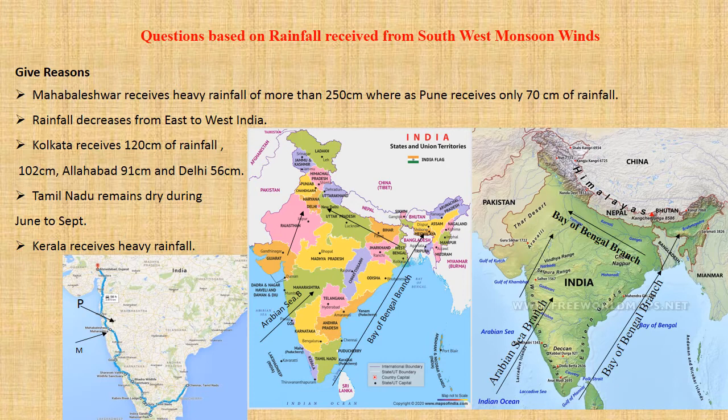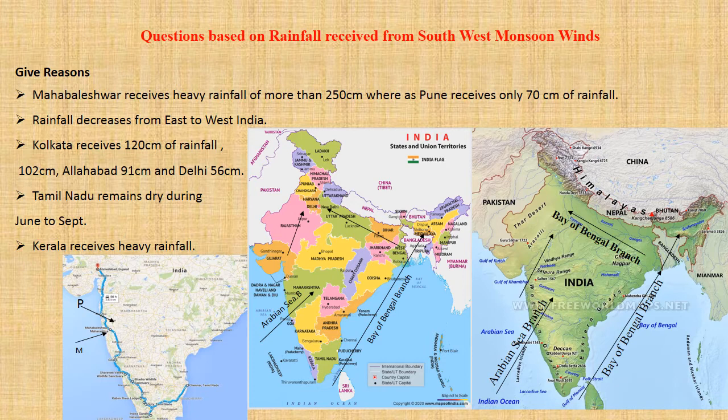Tamil Nadu remains dry during June to September. If you look at Tamil Nadu, it is located at the southern tip of India and has the southeast coast. The Bay of Bengal branch, if you look at the physical map, runs parallel to the Tamil Nadu coast, and so Tamil Nadu receives only 40 centimeters of rainfall from the Bay of Bengal branch. That is from June to September.